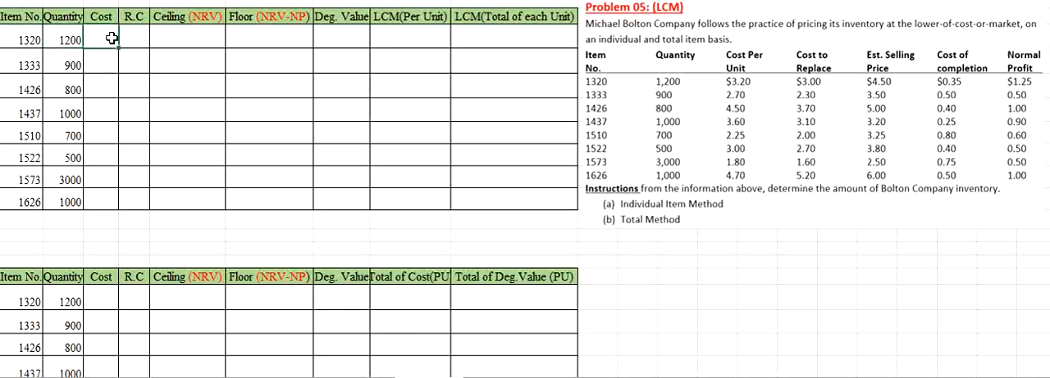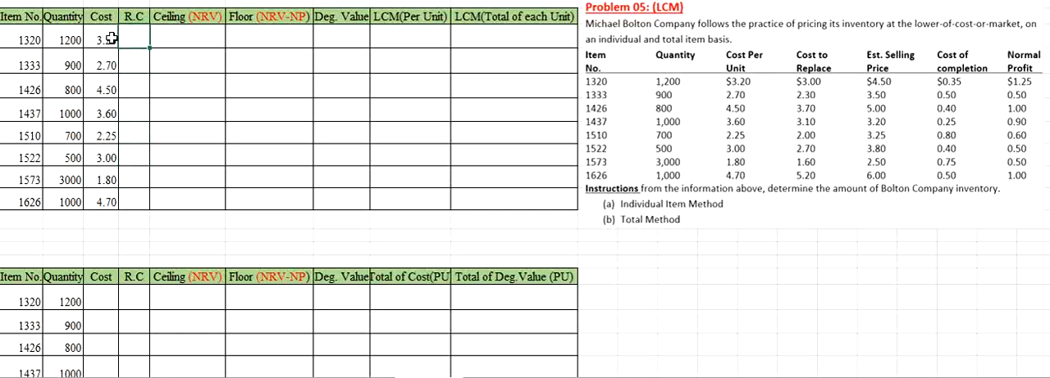The cost of our first item is $3.20. Our second item cost is $2.70. Our next item cost is $4.50. Our next item is $3.60, and then we have $2.25, and then for item 1522, we have a cost of 3.00. Then we got 1.80, and for the last item we got 4.70. So these are our cost figures.